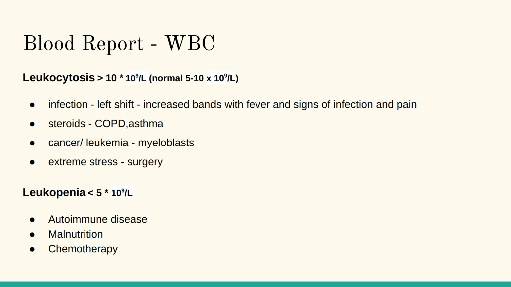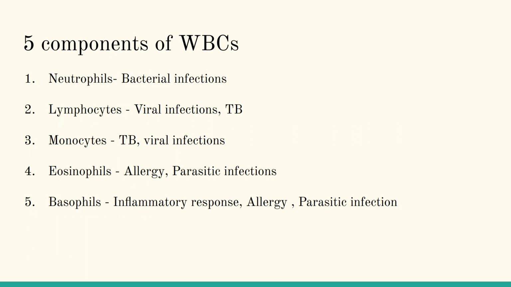And cancer and leukemia. Naturally, leukemia will cause increased leukocytosis, and in the blood report, you can see presence of myeloblasts, and presence of myeloblasts would indicate leukemia. And extreme stress, for example, surgery can cause the number of leukocytes in the blood to go up. And moving on to leukopenia. Leukopenia can be caused by autoimmune diseases, malnutrition, and chemotherapy, to name a few.